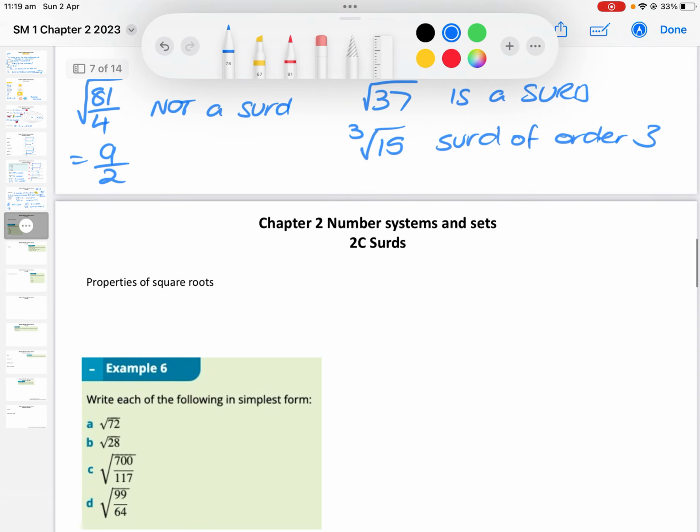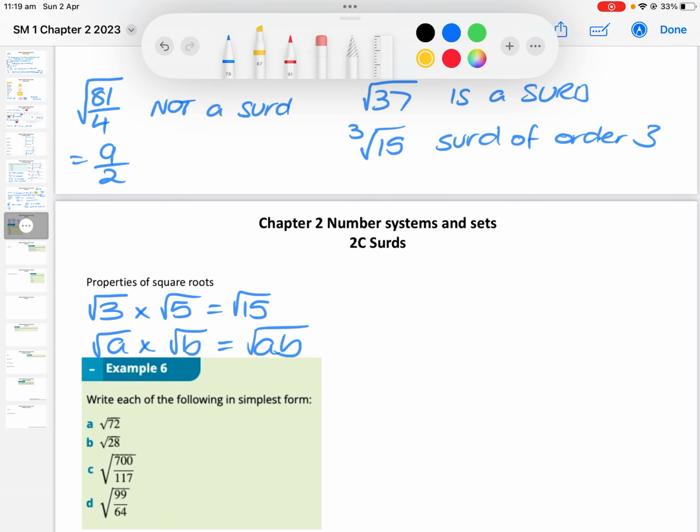So let's have a look at some properties of square roots. If we have something like square root 3 times square root 5, oops, I just wrote the answer, that is square root of 15. So what we say in a general rule is the square root of a times the square root of b is the same as the square root of ab.